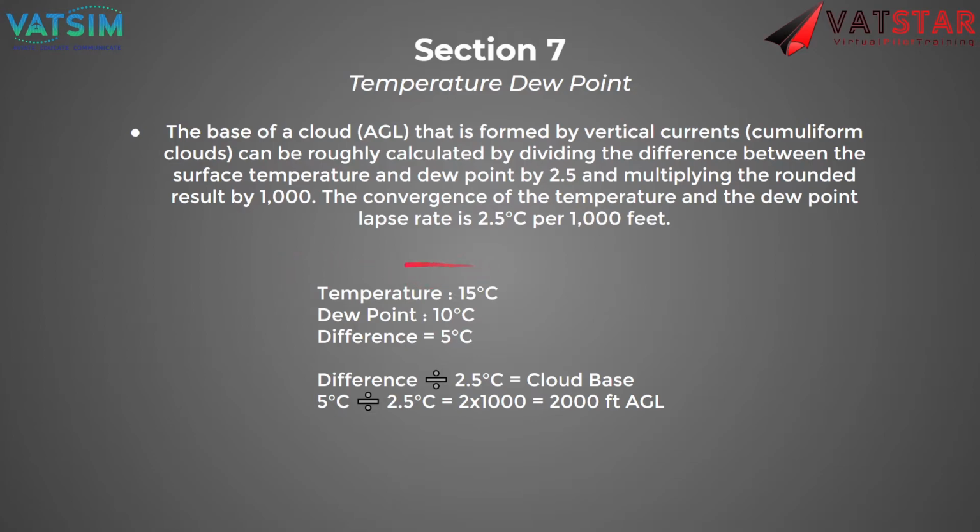We take the difference of these two. So 15 minus 10 is 5 degrees Celsius. The difference between the temperature and dew point is 5 degrees Celsius. We take that difference and divide it by 2.5 degrees Celsius to get our cloud base. So this is the math: 5 degrees Celsius divided by 2.5 degrees Celsius gives us 2. Now 2 times 1,000 is 2,000 feet AGL. So we can figure out roughly that the clouds will form at 2,000 feet. Does that make sense to everybody?